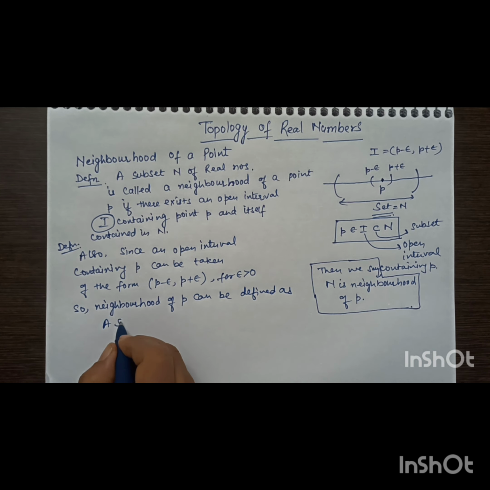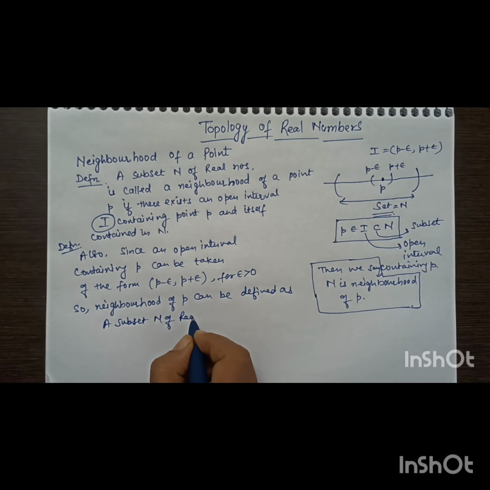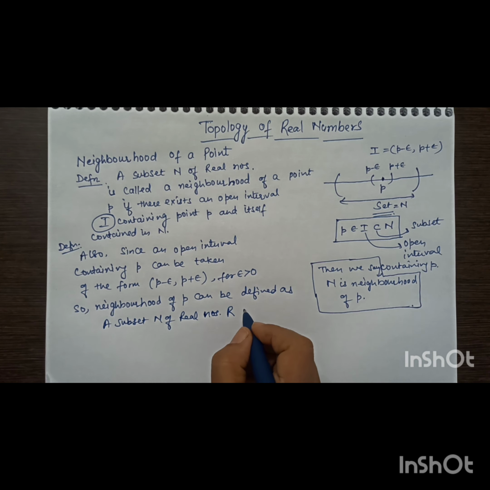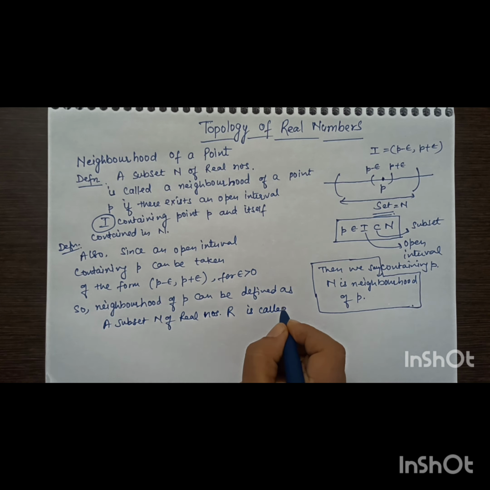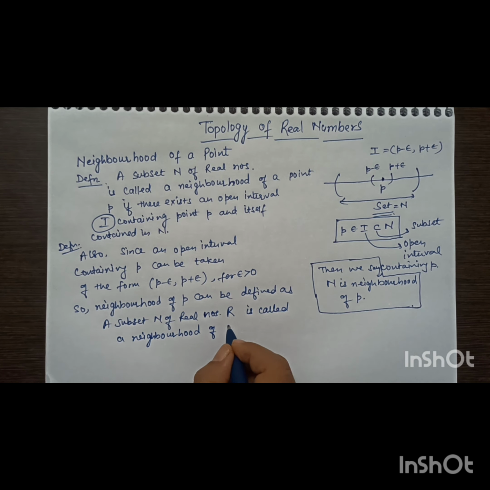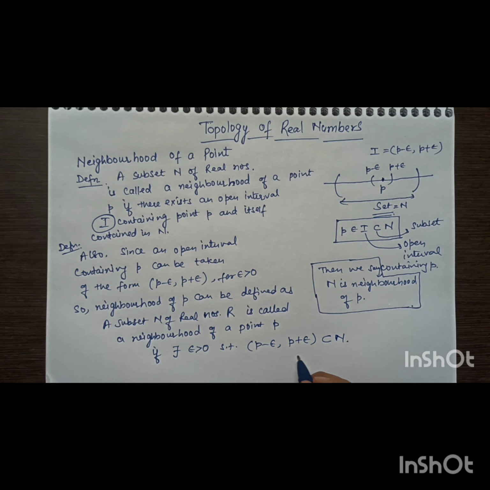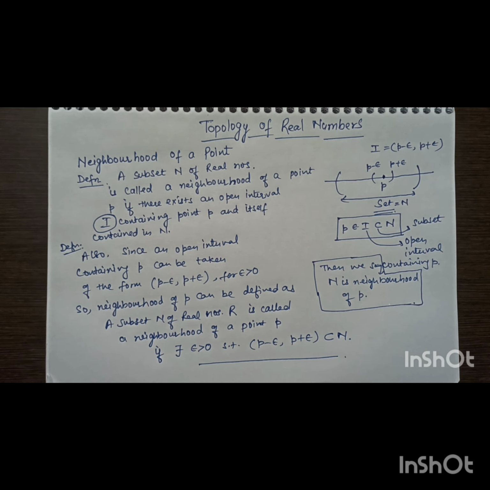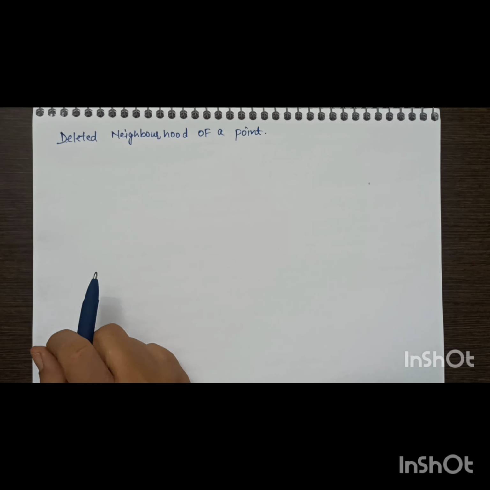So neighborhood of P can be defined in another way. Instead of I, we'll be writing the open interval P minus epsilon, P plus epsilon. A subset N of real numbers R is called a neighborhood of a point P if for epsilon positive there exists an open interval P minus epsilon, P plus epsilon, which is a subset of N.